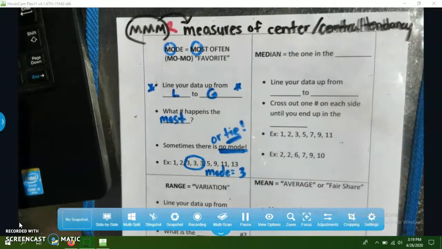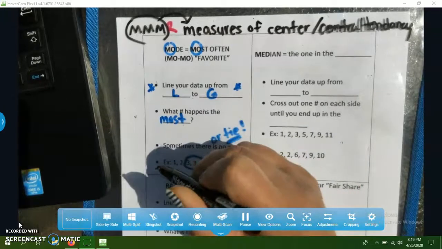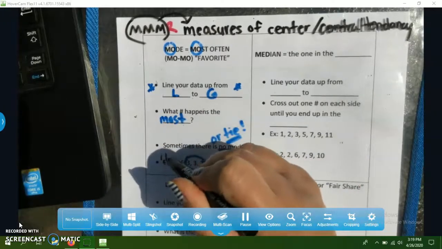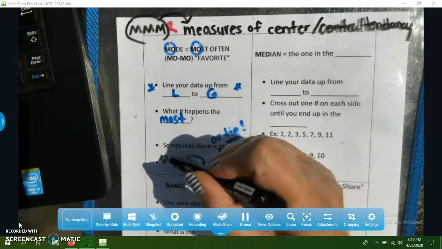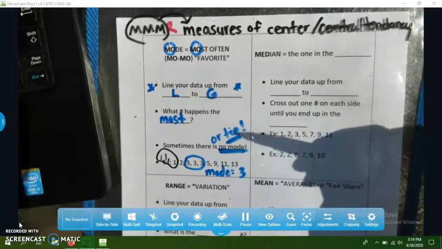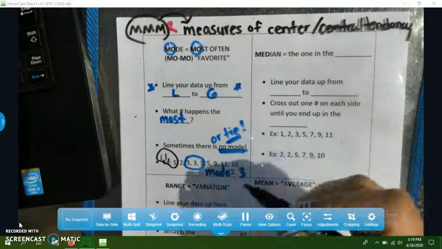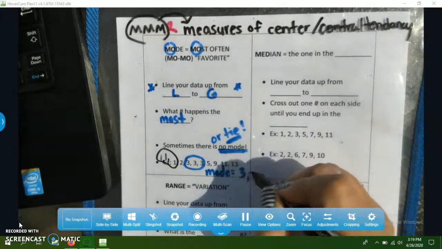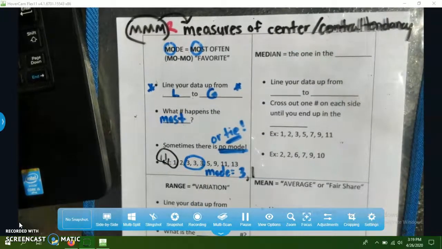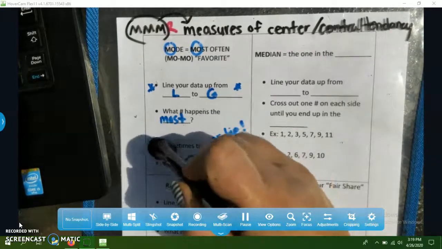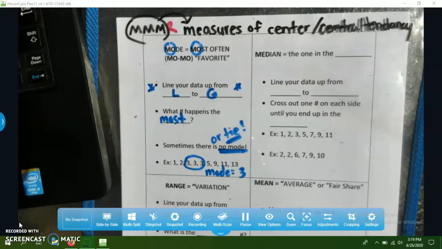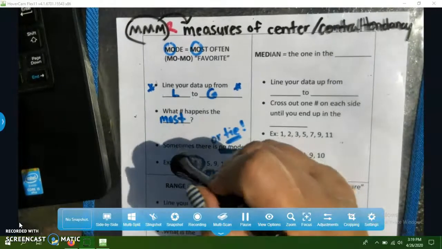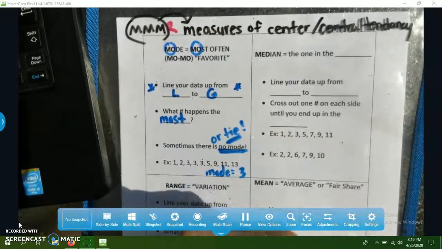Now, let's just say that our data was 1, 1, 1, 2, 3, 3, 3, 5, 9, 11, 13. If there had been three 1s, then we would say our mode is a tie. There would be 3 and 1 for our mode. But since this data did not have all those extra 1s, then we're just going to stick with one mode, 3.